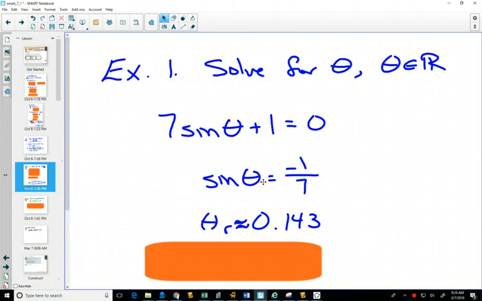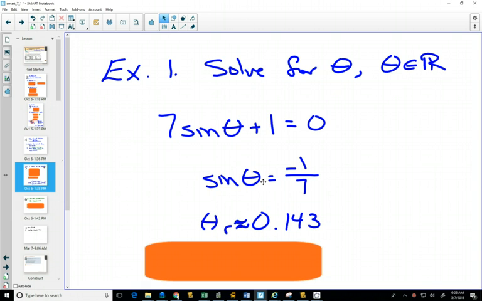General solution questions look like this. Sometimes they say solve for theta, where theta is an element of the real numbers, like this one. That's telling you you have to give every single answer. It's a general solution. And sometimes the questions say find the general solution for theta, which means find all the answers.